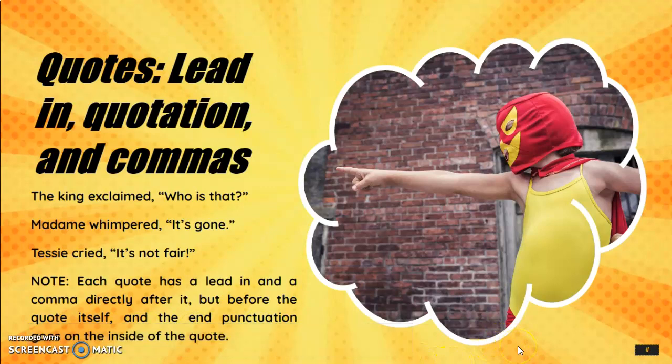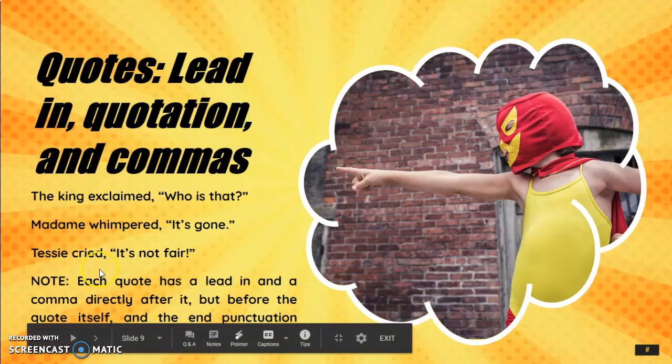Again, you're checking your quotes, making sure you have the lead in, the quotation, the commas. Here's some more examples on this. The king exclaimed, comma, who is that? Madame whispered, comma, it's gone. Bessie cried, comma, it's not fair. Each quote has a lead in and a comma directly after it, before the quote itself. The end punctuation goes on the inside of the quote unless you're citing it in MLA format, in which case it goes at the end, as we just discussed.